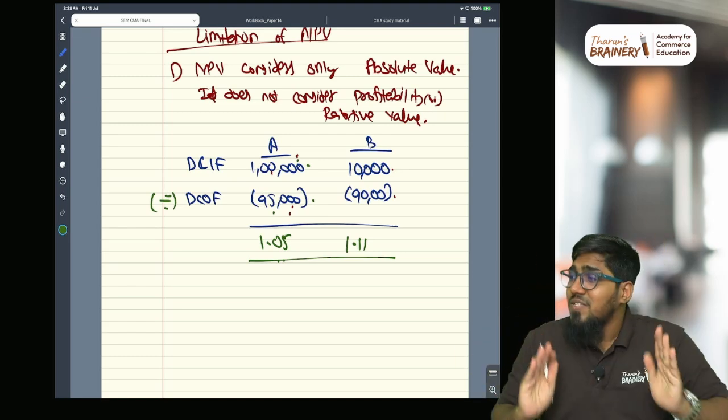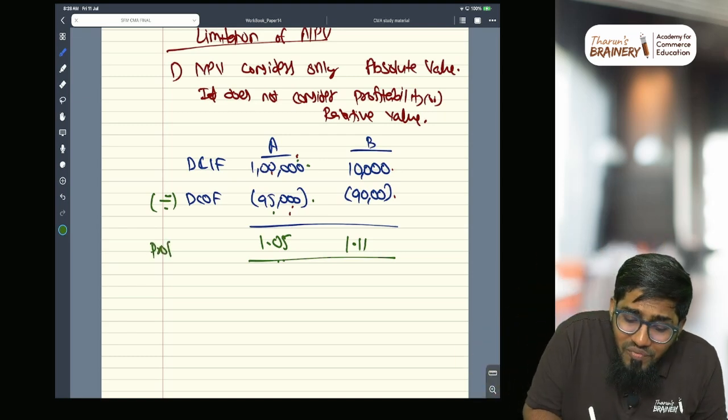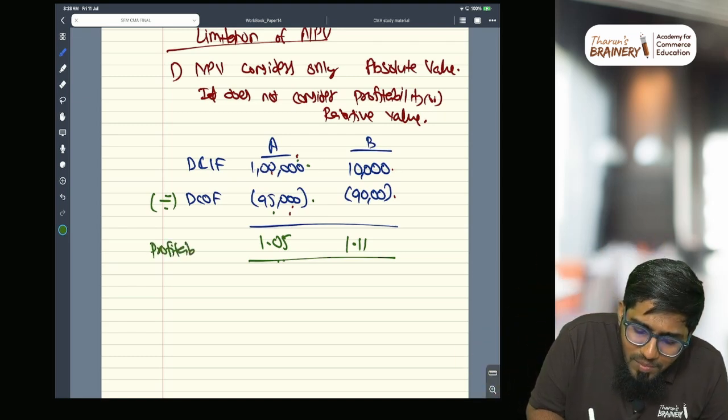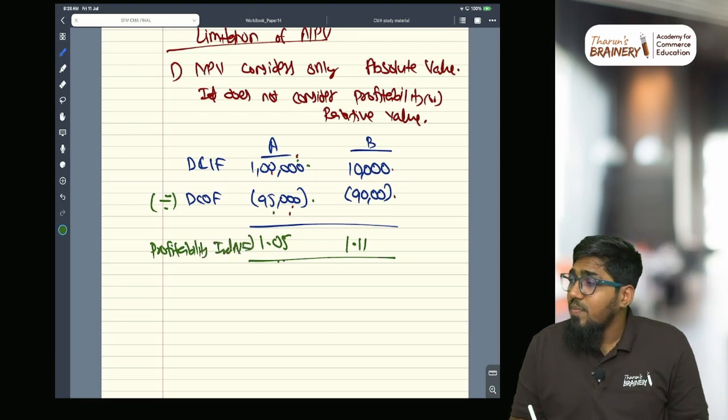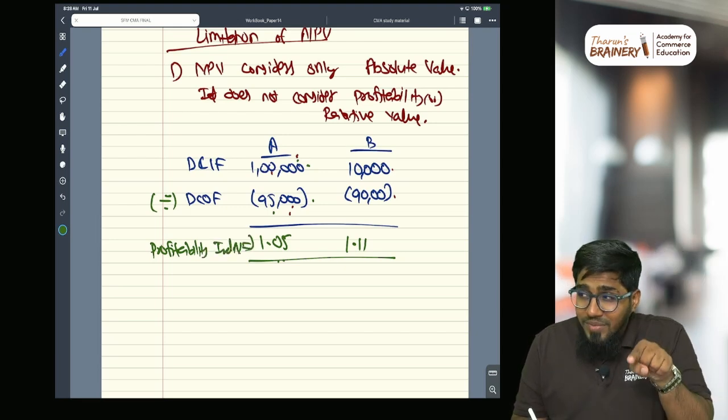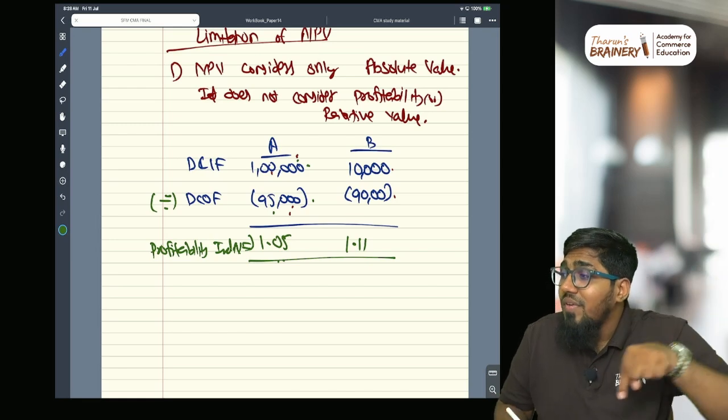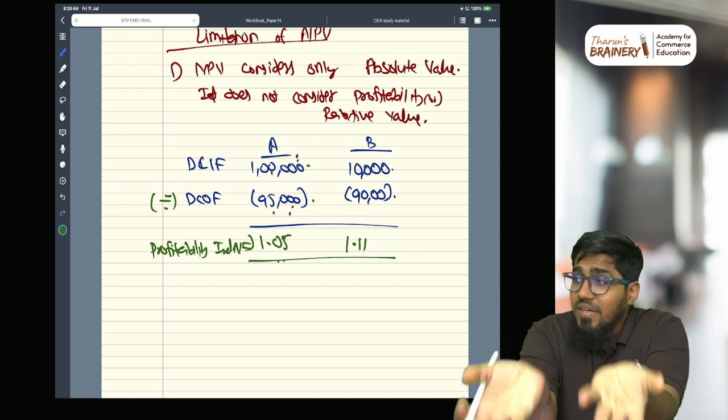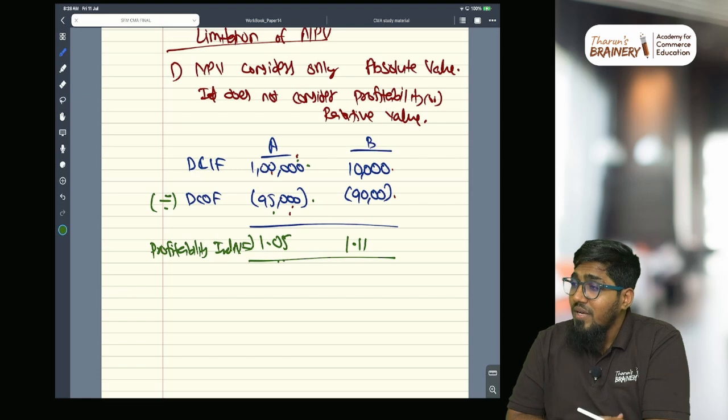Sir, now what is this called? This is called profitability index. So from the limitation of NPV, we have told you one more method, which is called profitability index.